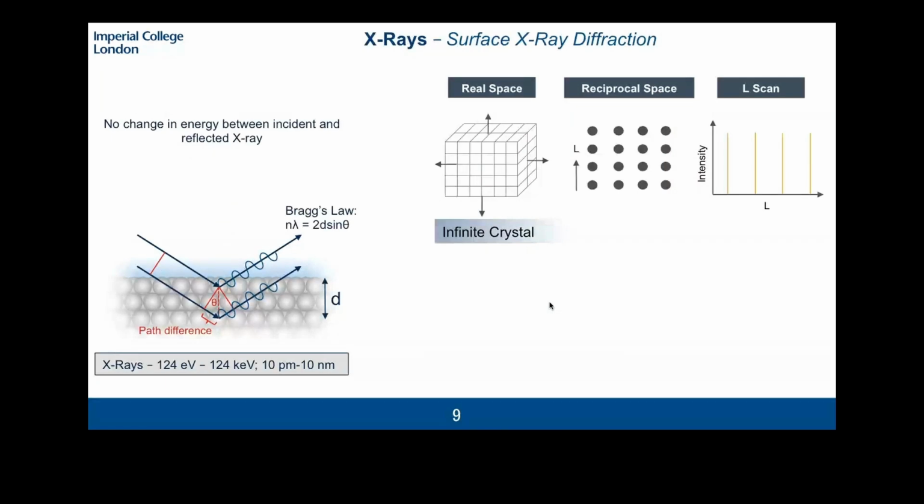So that was a brief overview of what you can do with X-ray photoelectron spectroscopy. The next thing I wanted to talk about was surface diffraction. In the traditional definition, this is not really a spectroscopy because there's no change in energy between the incident and the reflected X-ray.